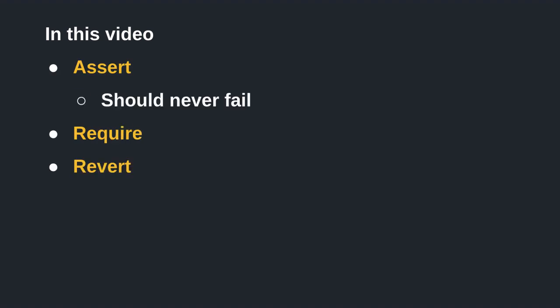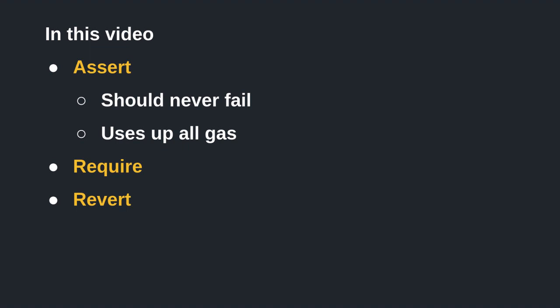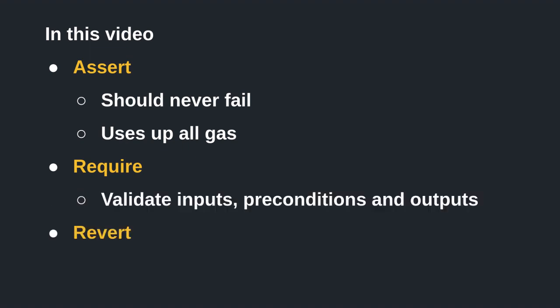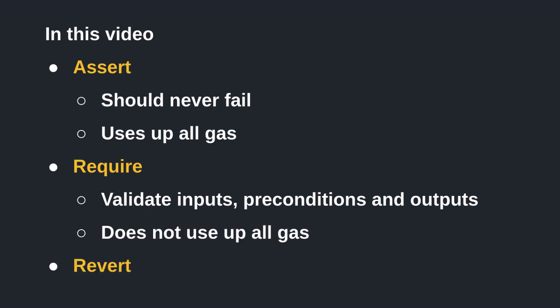In this video, we talked about the 3 ways to throw an error: assert, require, and revert. Assertion should never evaluate to false. If it does, then that means there's a bug in your code. Failing assertion would use up all of the gas that you sent with your transaction. Require is used to validate inputs, preconditions, and other function outputs. When a require statement fails, it does not use up all of the gas. In situations where you use a require, you can also write an equivalent code using revert. But revert is more useful than require when checking complex conditions.